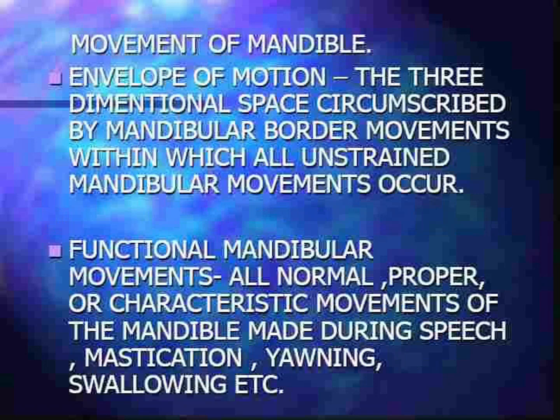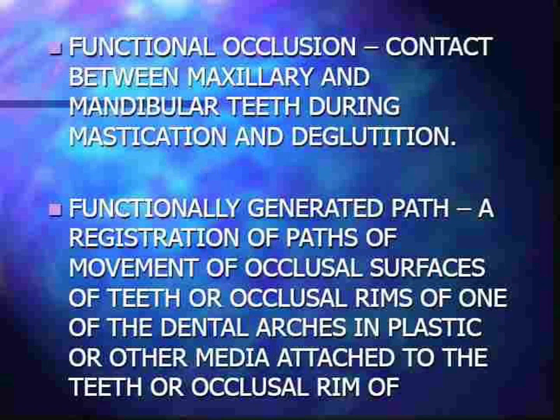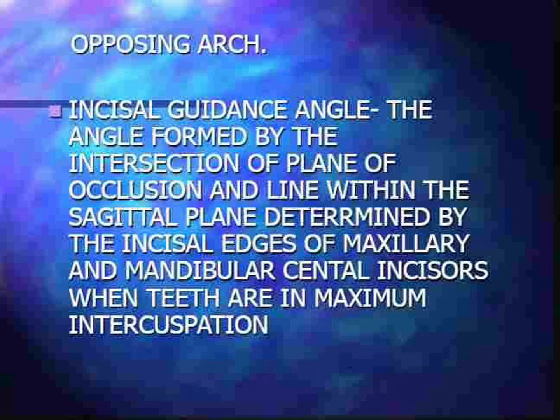Envelope of motion. This is the three-dimensional space circumscribed by the mandible during the border movements. This is called the envelope of motion. Functional occlusion is the contact between the maxillary and mandibular teeth during mastication and deglutition. Functionally generated path, which is called FGP, is the movement of the occlusal surface on teeth or occlusal rim.